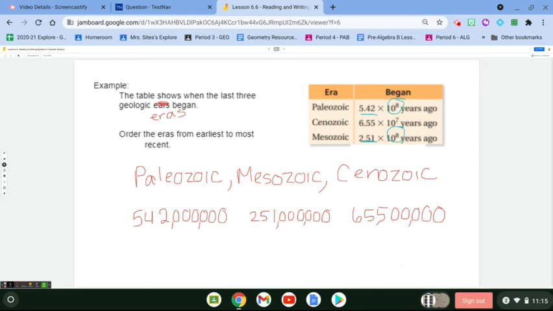Then the Cenozoic only occurred 10 to the 7th years ago in terms of its base. Or if you look at the standard form, you can see that each one of these numbers would be occurring in terms of its order, in terms of how many years ago.